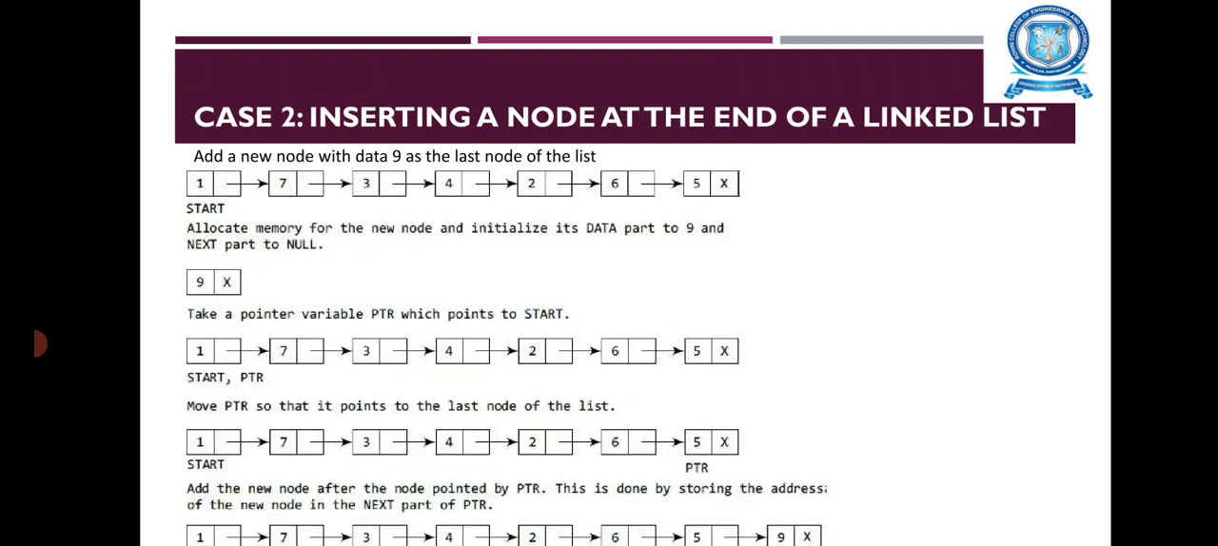The next one is inserting a new node at the end of the list. Here we add a new node with data 9 at the last of the list. At first, allocate memory for the new node and initialize its data part to 9 and next part to null. Then take a pointer variable, ptr, which points to the start. After that, move ptr so that it points to the last node of the list and add the new node after the node pointed to by ptr. This is done by storing the address of the new node in the next part of ptr.